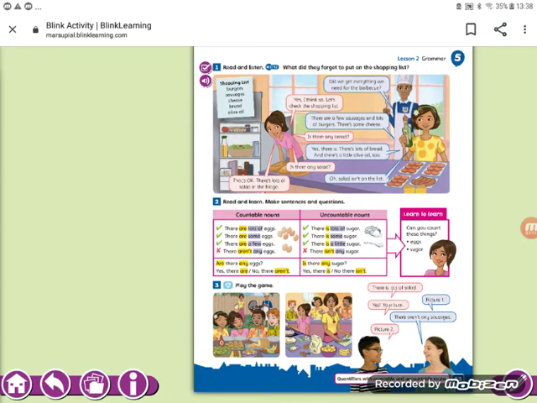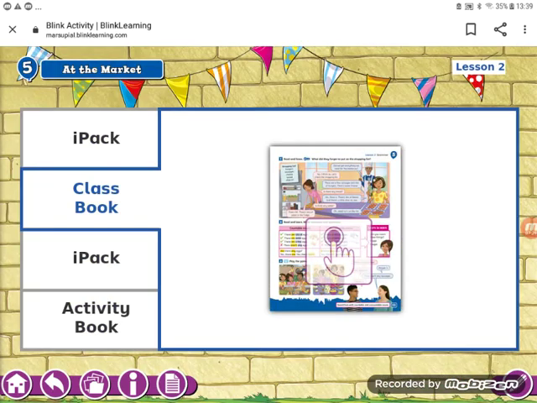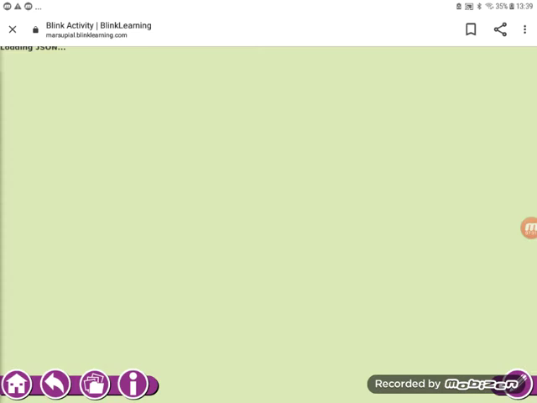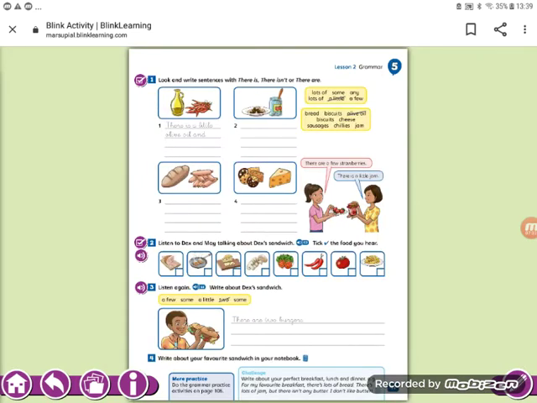And don't forget that there is for uncountable or singular, and there are is for countable, okay? Do you remember that? All right? Yes? Okay, great. So we are going to do some activities from the activity book because we didn't do this. Look and write sentences with there is, there isn't, or there are, okay?